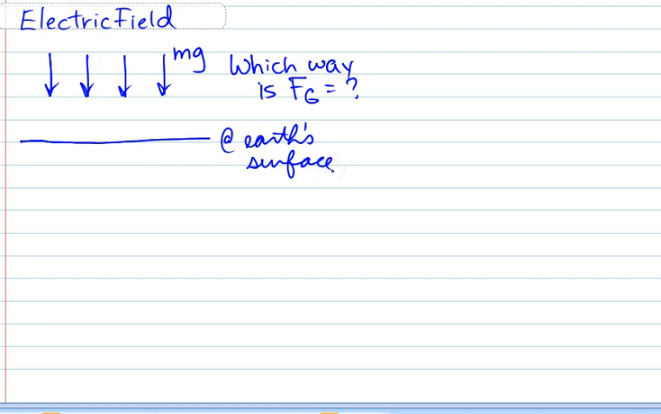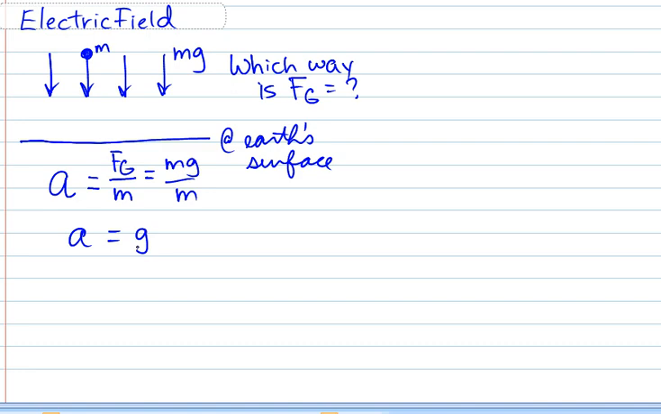And we also said that we can calculate the acceleration of something with a mass of m if we take the force of gravity and divide by its mass, right? F equals ma. So mg over m. And this tells us that our acceleration is g.